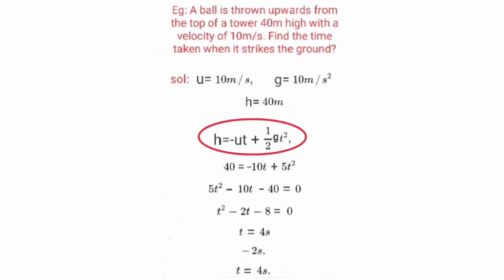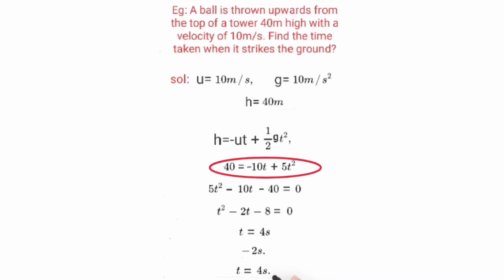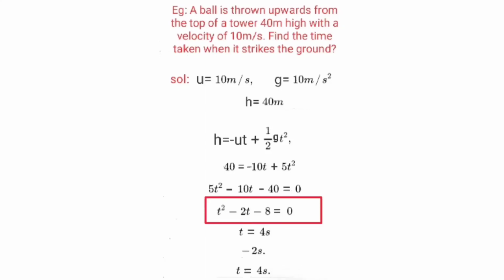In h is equal to minus ut plus half gt square, I will substitute 40 in the place of h, 10 in the place of u, and 10 in the place of g. Then I will get 40 is equal to minus 10t plus 5t square. So I will get 5t square minus 10t minus 40 is equal to 0. Now I will divide by 5 on both sides. Then I will get t square minus 2t minus 8 is equal to 0. If we factorize this, we will get t is equal to 4 seconds or minus 2 seconds. But time will not be negative. Therefore, time is equal to 4 seconds.